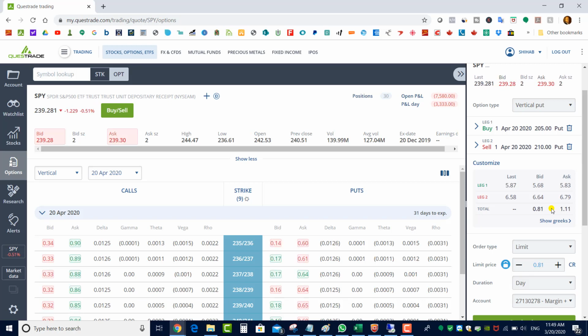Okay. My risk for this trade, though, the max I can lose is the difference between the spreads. So 210 minus 205, so $5 minus what I collected. So let's say I was able to collect $1 just to keep things simple. So I collect $1 and my max loss is $4. But to lose $4, the SPY needs to be trading below 205 come April 20th. So the probability is very small.